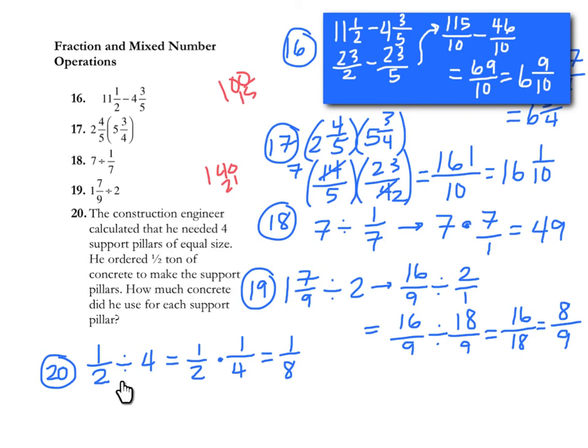We have half a ton. We're dividing it by 4. So if I have a half and I cut it into 4 equal parts, each one constitutes an eighth of the original whole thing. If I'm not sure how to do that or think that out conceptually, 1/2 divided by 4 is the same thing as 1/2 times 1/4, which is 1/8.